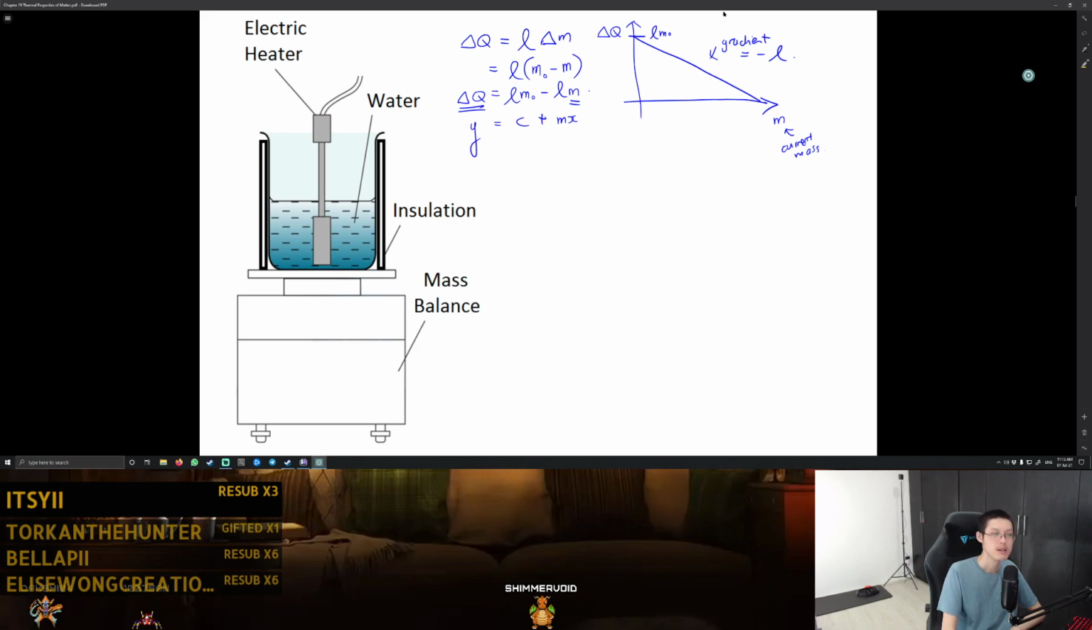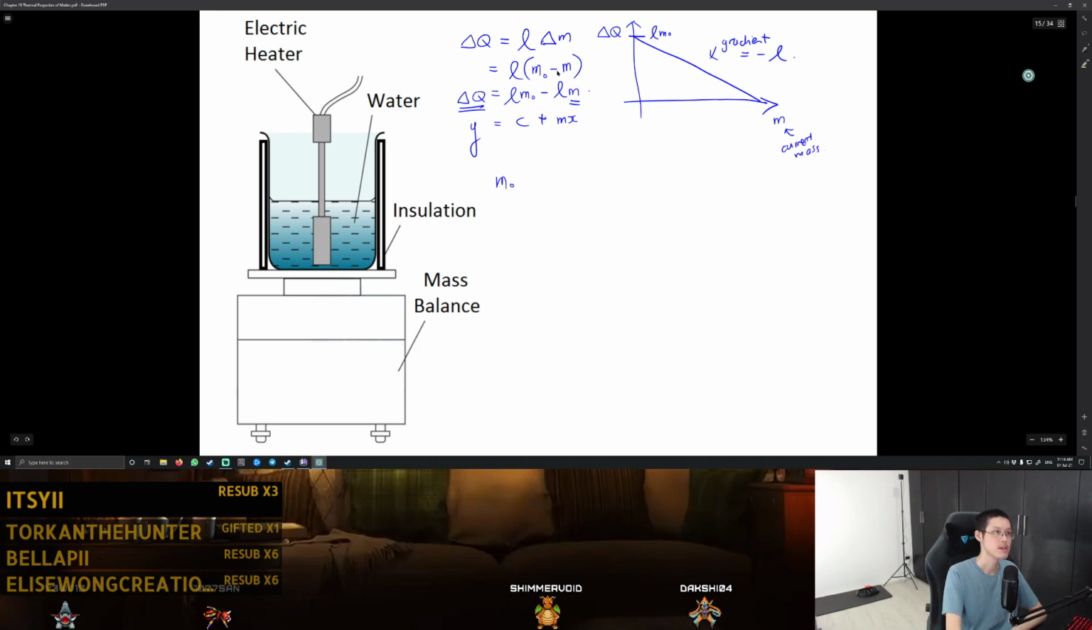So what you want to do here is put in some water and put it on a weighing balance, and then measure the initial mass of the water, m naught. But obviously you want to omit the mass of the beaker. So start by measuring the mass of the beaker without the water. Then put some water in and measure the mass of the beaker and water, and subtract the mass of the beaker to get just the mass of the water.